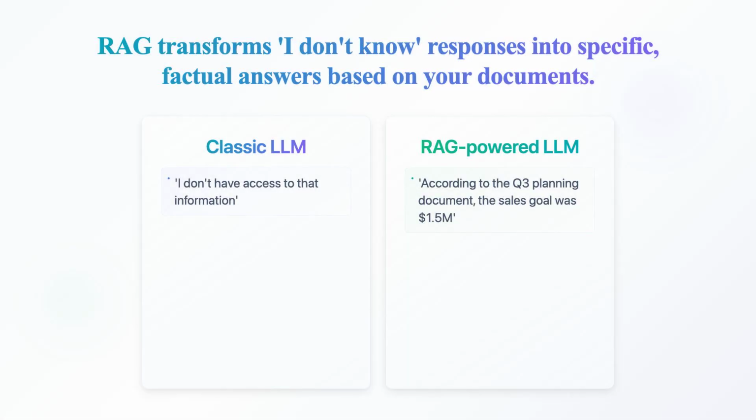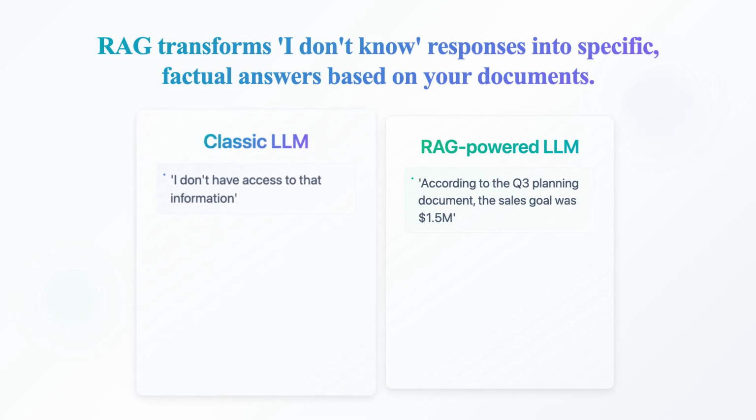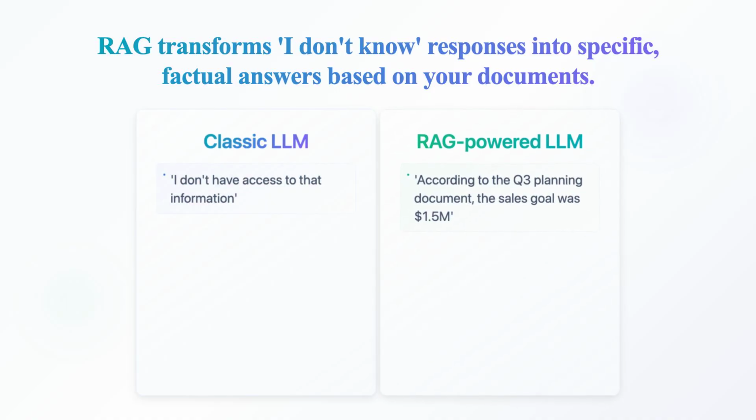Let's see this in action. User asks, "What were our Q3 sales goals?" A classic LLM responds, "I don't have access to that information." But a RAG-powered LLM responds, "According to the Q3 planning document, the sales goal was 1.5M with a focus on enterprise clients." The difference is dramatic. Instead of admitting ignorance, RAG provides factual, source-based answers that employees can actually use.